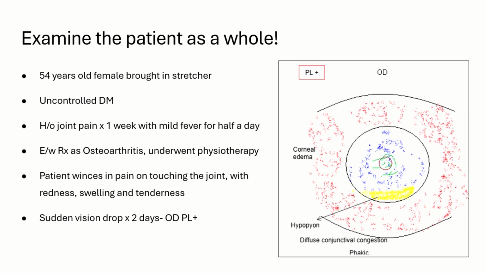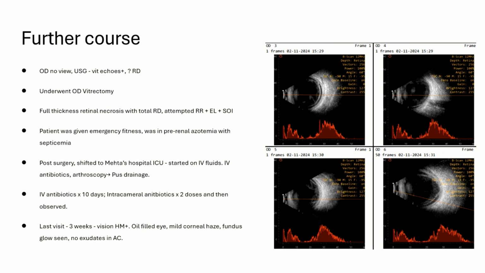And this patient presented with PL, total RD, and underwent vitrectomy. The retina was indistinguishable from vitreous exudate. It was white. No vessel, nothing could be seen other than the disc. This patient had pre-retinal azotemia, and the anesthetist helped me to operate. Like sir told, I deferred further RD surgery because the patient on table started developing slight breathlessness.